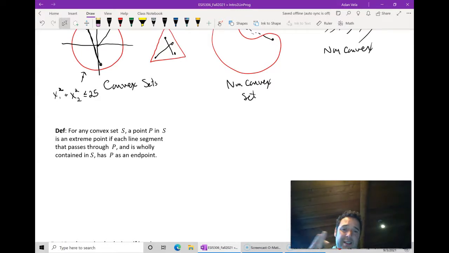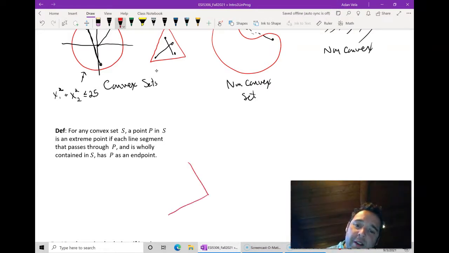The next idea related to convex sets has to do with this idea of extreme points. Okay, so an extreme point is basically any point where if you draw a line through it, then that point has to be an endpoint. So what do I mean by that? Let's take our little triangle again. We know there's a convex set, and I'm going to pick a point P right here, and I'm going to draw a bunch of lines that go through that point P. They don't even need to go to the boundary. They just have to end at P.